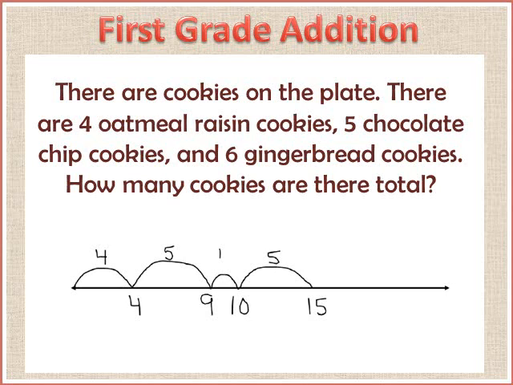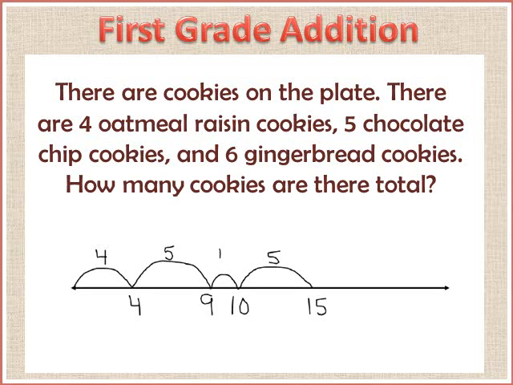So here's a first grade example of how students can start to use the number line to add some quantities. Here they are adding 4, 5, and 6. So this is an open number line. The students start by doing a jump of 4, and then they do their jump of 5 to get 9, and then they have to add 6.